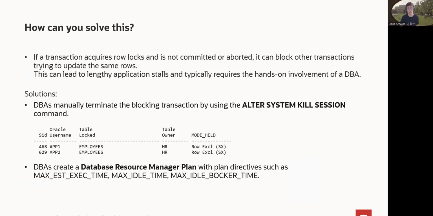You may ask the DBA to manually terminate the blocking transaction. He can have a look at the views. Here is a nice example with the two employees, and he can find out the SID and then, of course, perhaps issue an alter system kill session command. On the other side, there is a database resource manager. There are plan rules where you can define how long the execution time, the idle time, or the blocker time may be. It means you need to introduce and use a database resource manager.